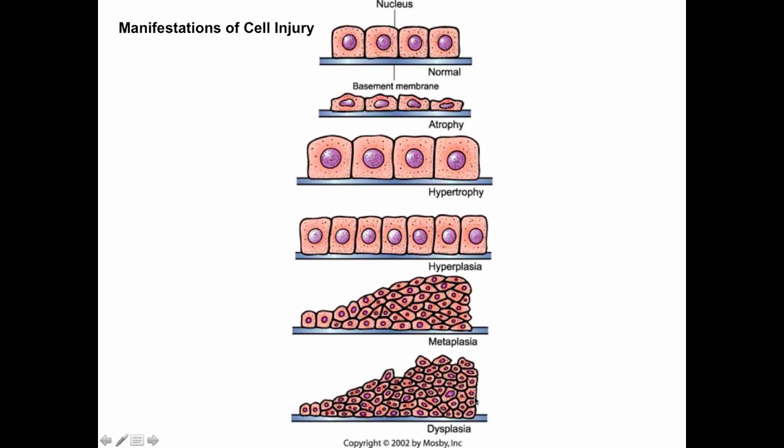And then dysplasia is not adaptive. This is the one change that is not adaptive, but rather a manifestation of injury. With dysplasia, you get a derangement of the control over cell division and cell structure in a tissue. And oftentimes dysplasia is considered precancerous and neoplastic.